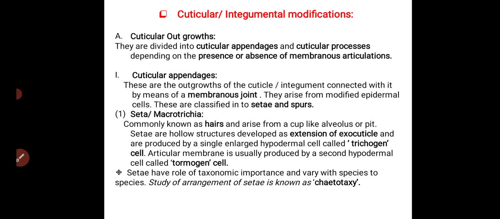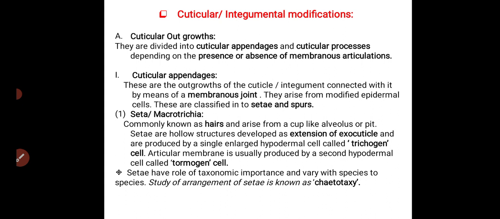Cuticular or integumental modifications. Cuticular outgrowth. Cuticular outgrowth is divided into cuticular appendages and cuticular processes, depending on the presence or absence of the membranous articulations. Cuticular appendages are outgrowths of the cuticle, the integument, connected with it by means of a membranous joint. They arise from modified epidermal cells.